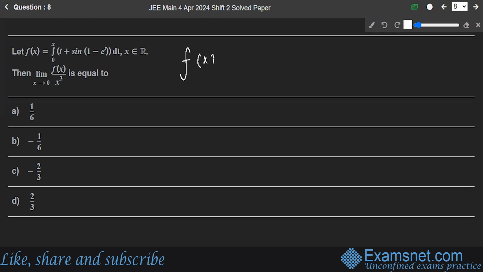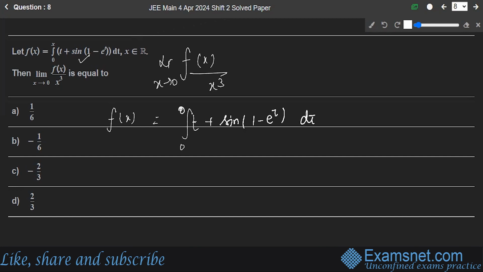If I see, you have a limit f(x) upon x^3, x approaching 0. What is your f(x)? If I say at f(0), this integral will be from 0 to 0 of (t + sin(1 - e^t)) dt. So the lower limit and the upper limit are the same. That means the answer will be 0. So this limit will be 0 upon 0 form, right?